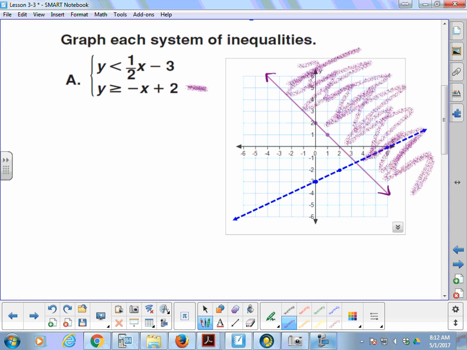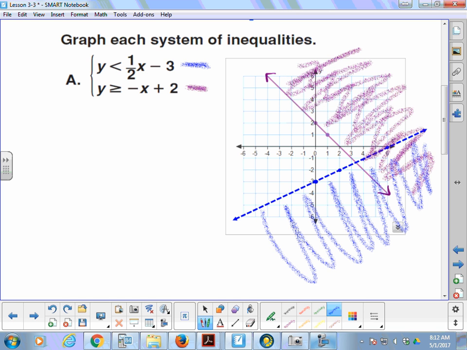And the other line is in blue, and that says less than. All right, so that means we're going to shade below that one. So that means we've got down here. All right, and then our answer is going to be the area where they are both shaded. So our area is the section to the right.